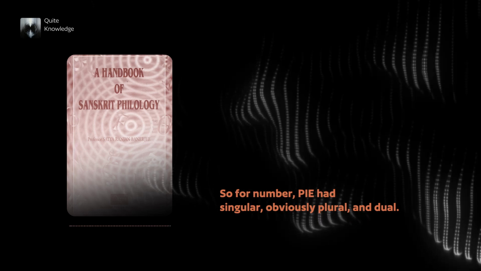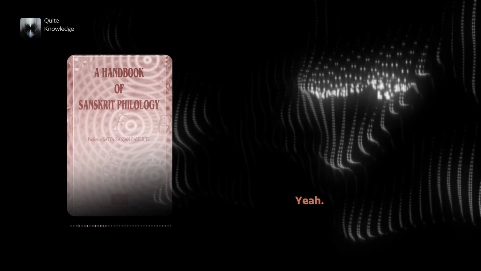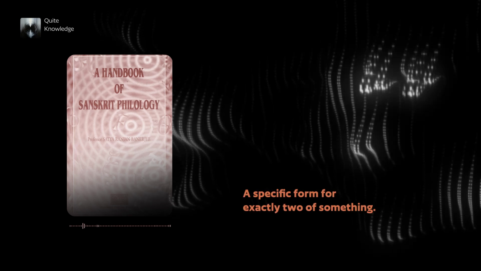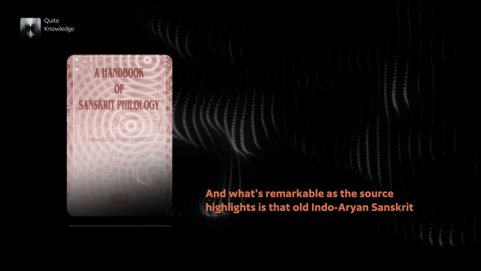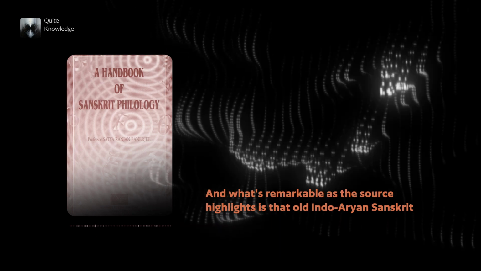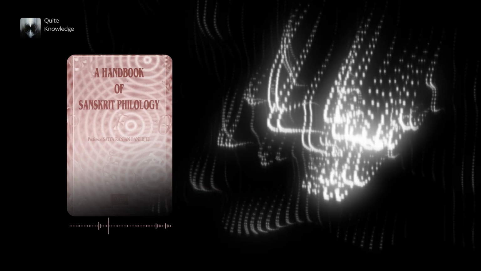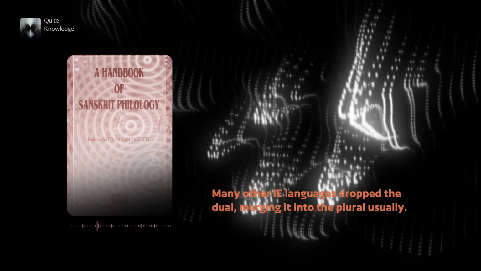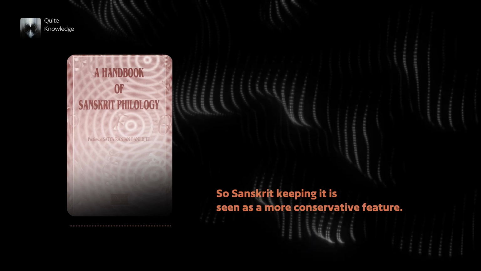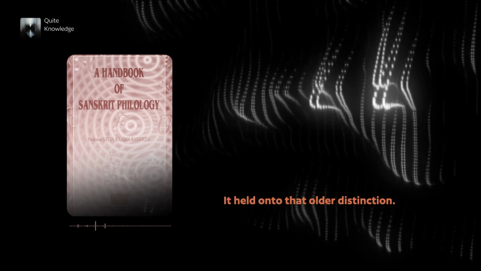Okay. Number first. So for number, PIE had singular, obviously plural, and dual. Dual. Yeah, a specific form for exactly two of something. And what's remarkable, as the source highlights, is that Old Indo-Aryan Sanskrit preserved the dual, whereas lots of other languages lost it. Exactly. Many other IE languages drop the dual, merging it into the plural usually. So Sanskrit keeping it is seen as a more conservative feature. It held on to that older distinction.